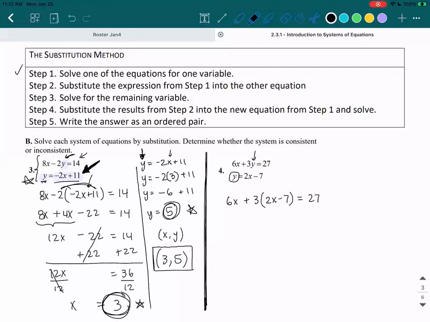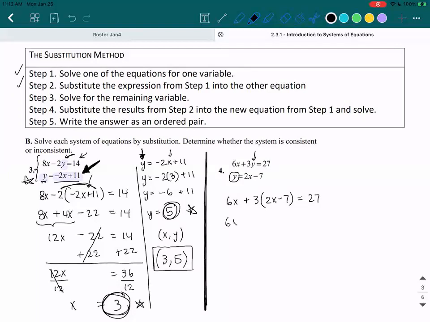I know a lot of times people forget to finish the equation. You have to still write it's equal to 27, okay? Like you did not finish the equation unless you write equals 27. So this is 6x plus 3y is equal to 27. Good. Now step 2 is done. Step 3 says solve for the remaining variable. So what's our remaining variable? Okay, I see an x, I see another x. Oh, x is our remaining variable.